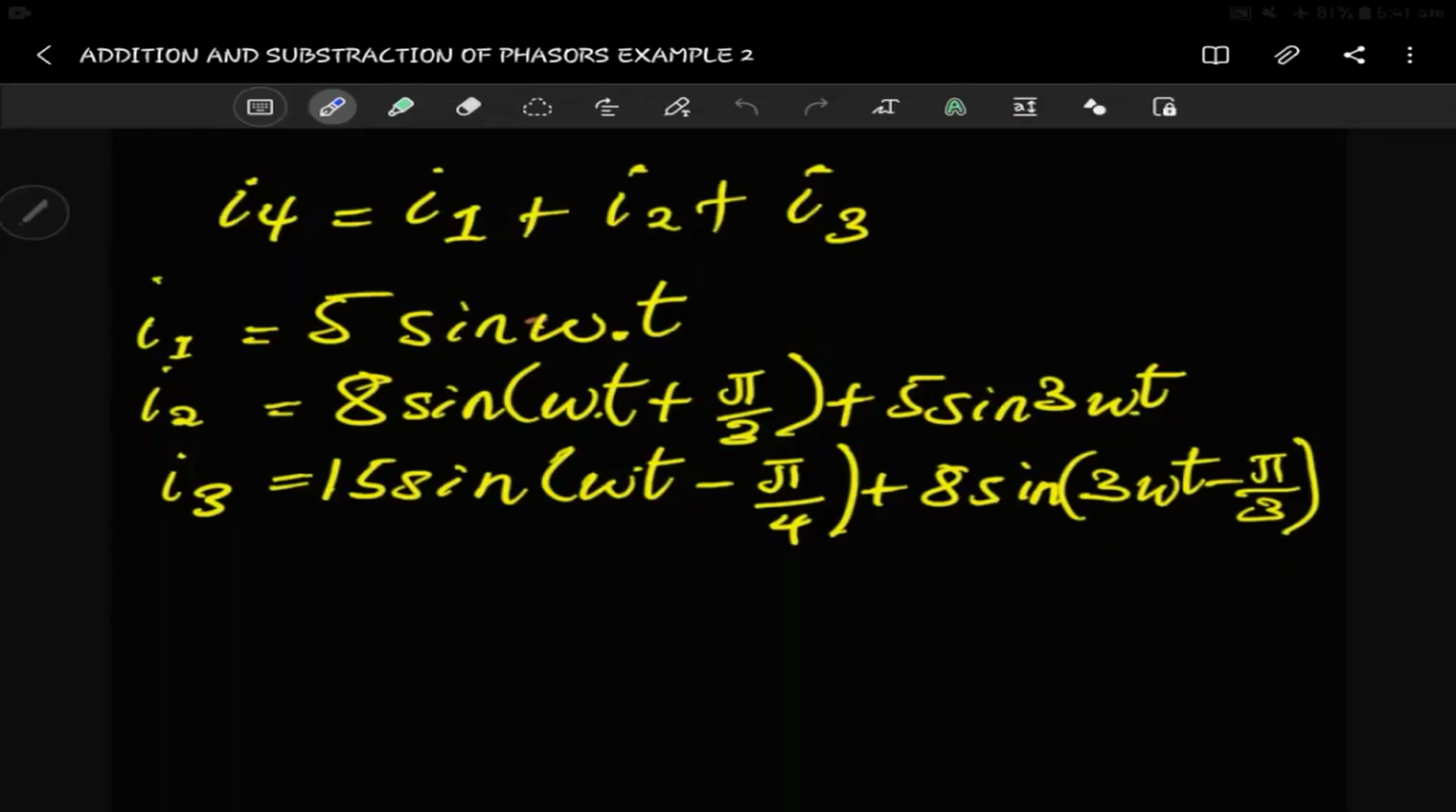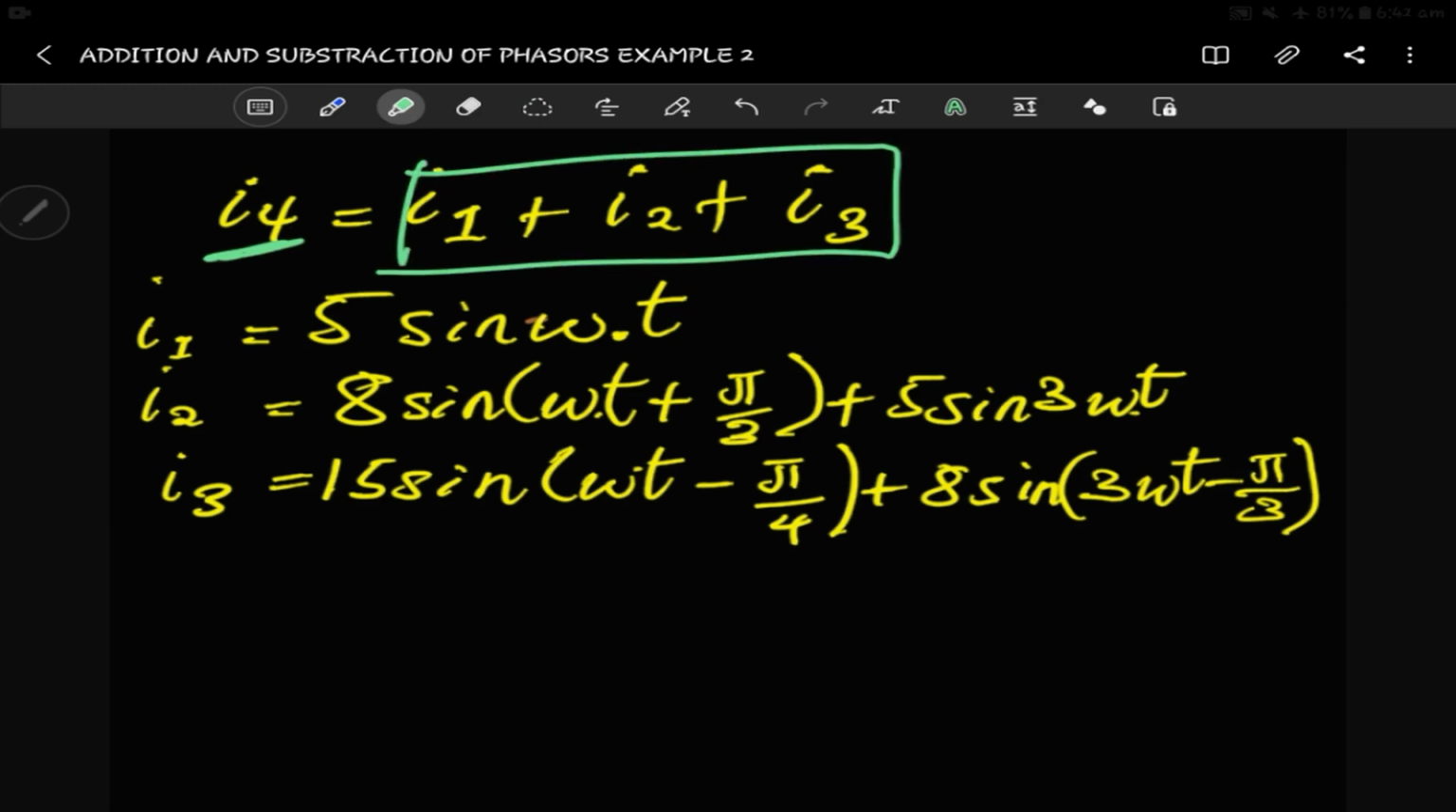Alright, so we are resolving example 2, but this time around we are trying to see how we can use a calculator to make our work faster, right? So then we saw that we are trying to find I4, and we saw that I1, I2, and I3 are entering a node, and I4 is the one exiting the node. So we are trying to find that, right?